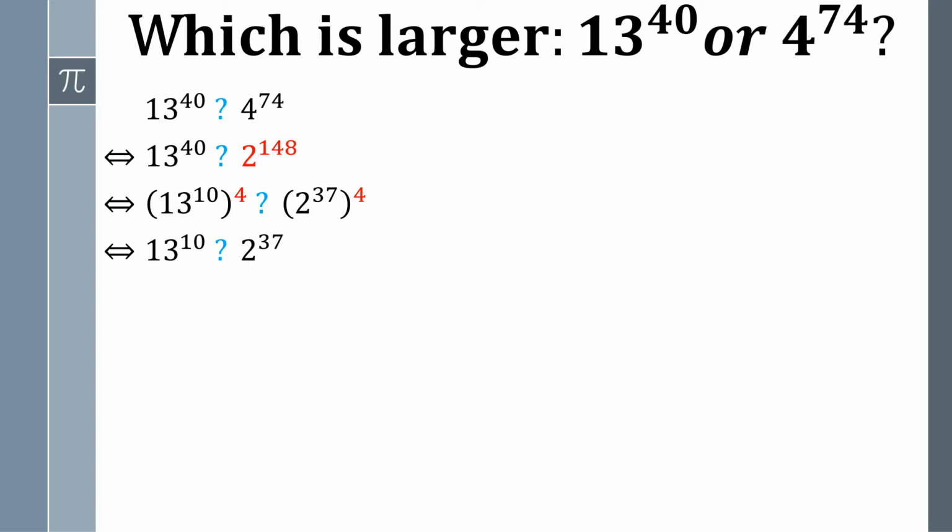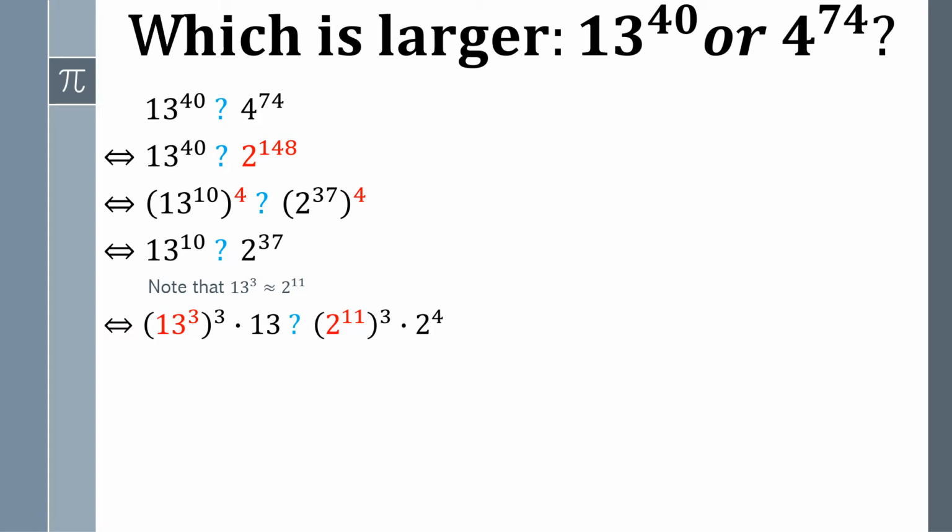And we note that 13 to the 3rd power is similar to 2 to the 11th power in value. By the way, this is inspired by CyberMath's lecture. Then we will try to get these two numbers in the calculation. In detail, 13 to the 10th power can be written as 13 to the 3rd power, then to the 3rd power, times 13. And 2 to the 37th power can be written as 2 to the 11th power, then to the 3rd power, times 2 to the 4th power.